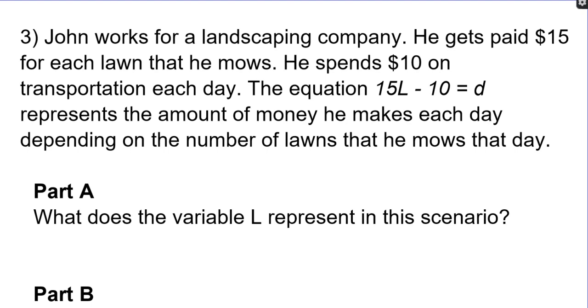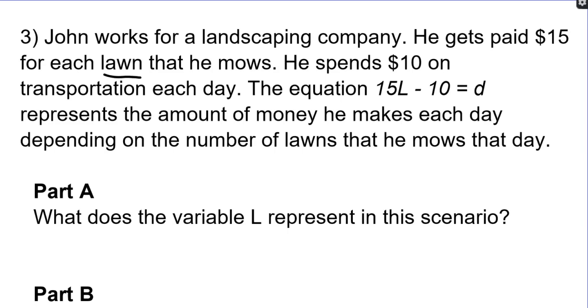Well, I see L in the scenario. I see it's multiplied by 15. Looks like it's talking about lawns, okay? So something about the lawns. Now you might tell me it's how much money he gets for the lawns, but we know how much money he gets. We know he gets paid $15 for each lawn. So that can be my unknown, my variable. So what's the L? The L is the number of lawns that he mows, right?